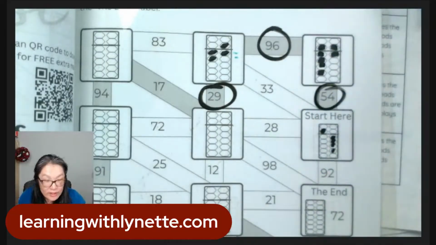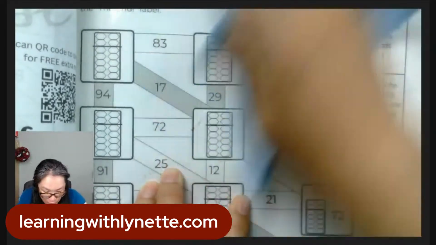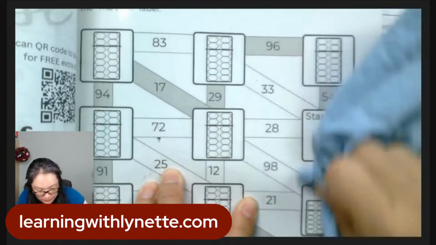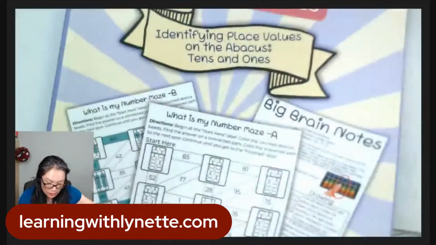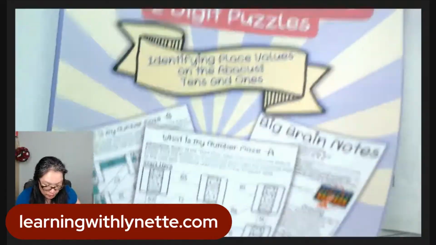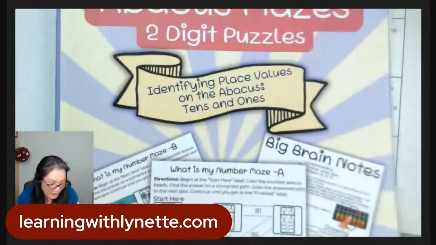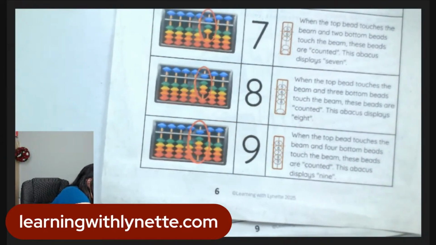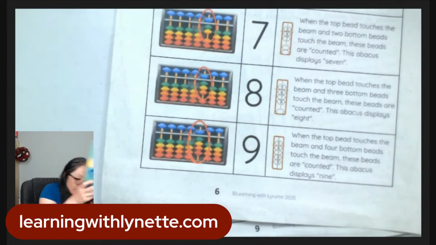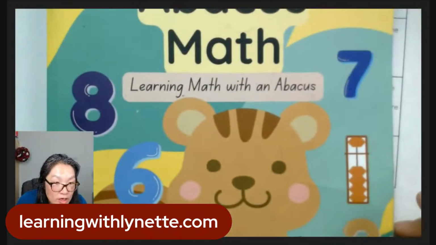Okay, let's go into what adding and subtracting is. Okay, let's do this. Contagious. All right, now what are we going to do? We're going to learn how to move the beads. That's what we're going to do. We're going to learn how to move the beads.